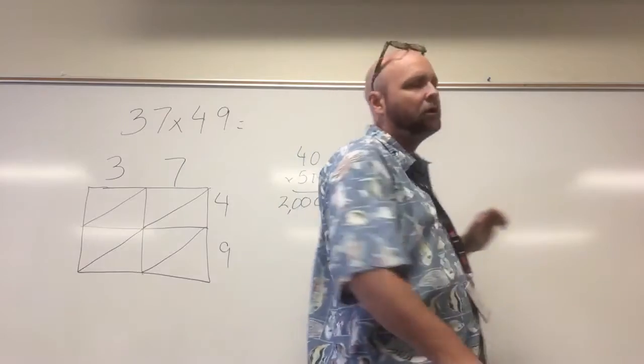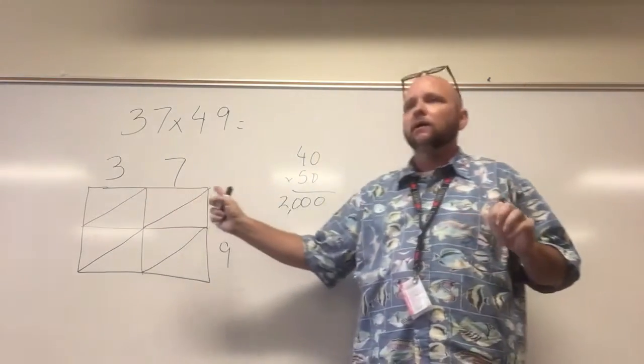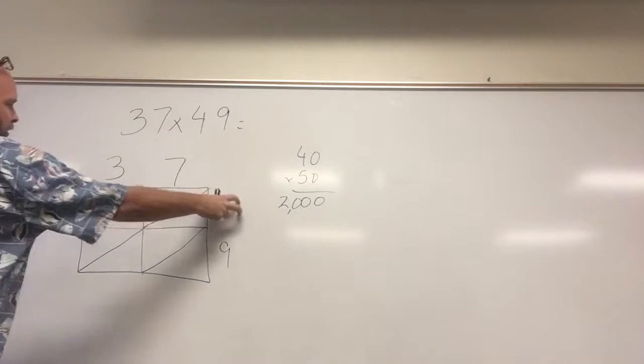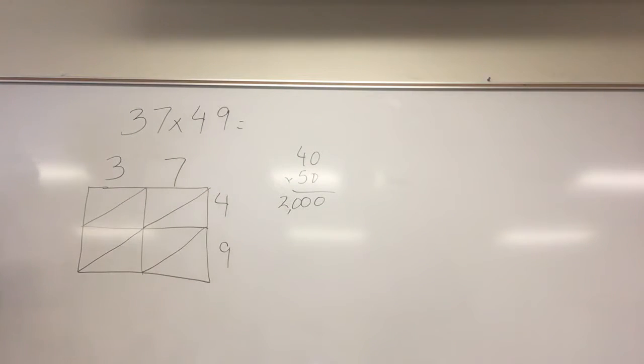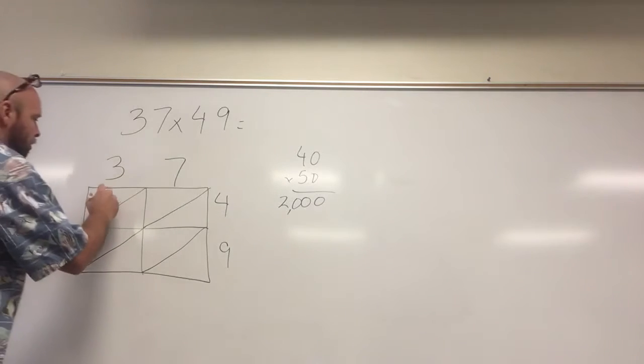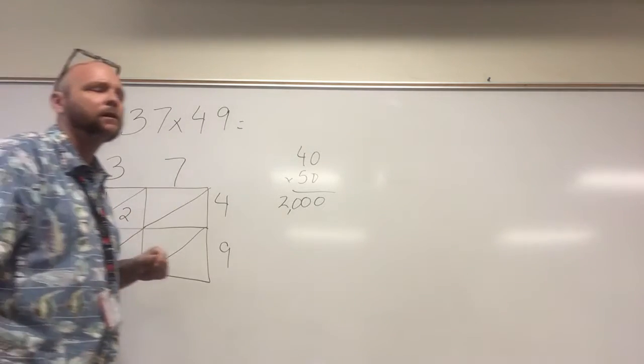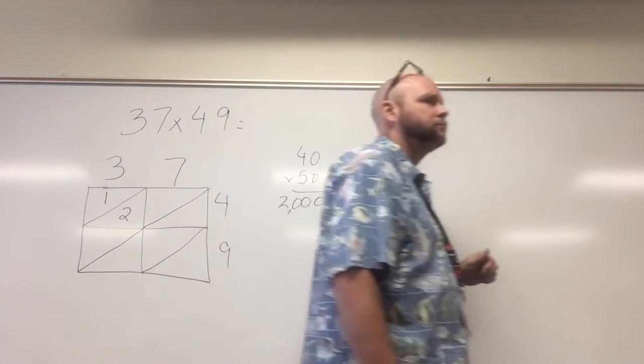All right. So now we're going to start in this box over here. That rectangle over here. And this rectangle right here is 3 times 4, which is 12. The 1 above the line, the 2 below the line.